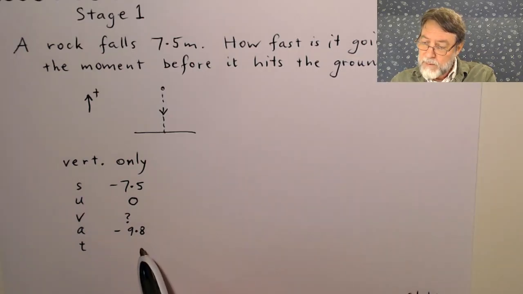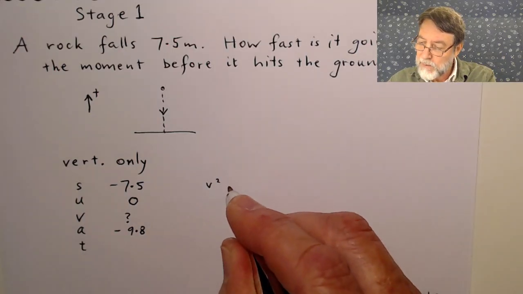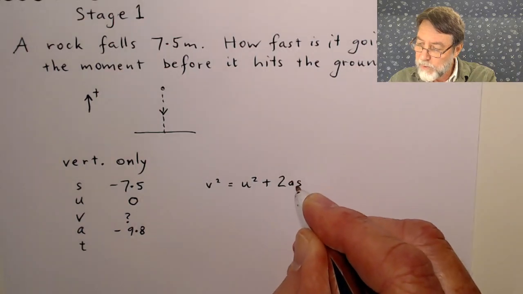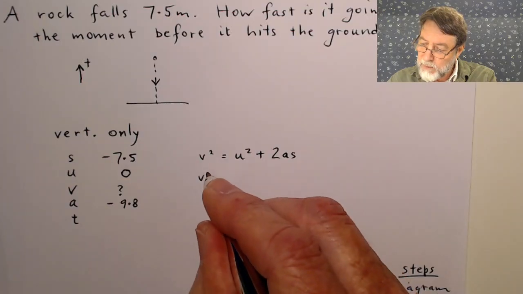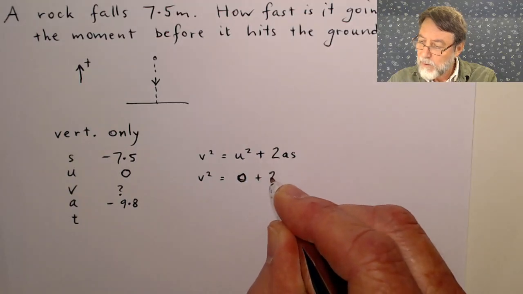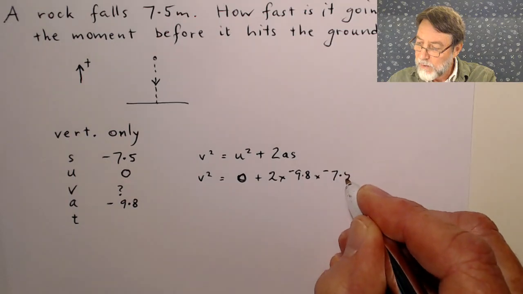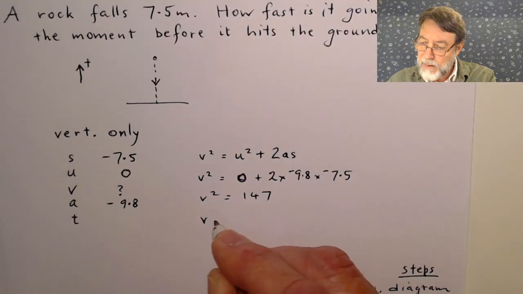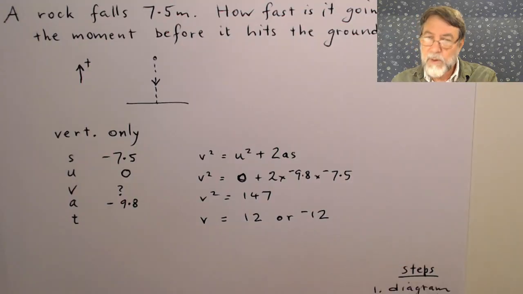Which formula will we choose? Well, we'll choose the one that doesn't have t in it. It's this one. It's got the 3 variables we know plus the one we're looking for, so it's ideal. v squared, that's what we're looking for. It's 0 plus 2 times negative 9.8 times negative 7.5, and v squared comes to 147. And if you get the square root of both sides, you get 12 or negative 12.